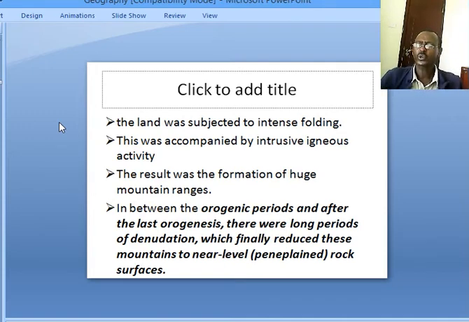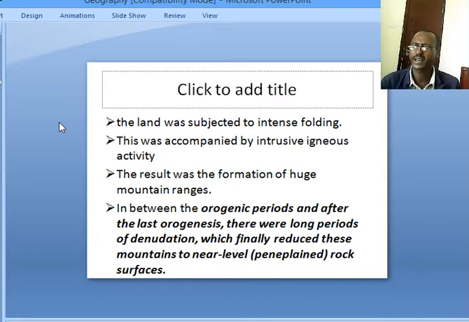When we study rocks, there are three different kinds: sedimentary rock, igneous rock, and metamorphic rock. Igneous rocks are formed by high heat as a result of volcanic activity and so on. So during that period, the result was the formation of huge mountain ranges because of volcanic eruption and other intrusive igneous activity. What we have seen in the Precambrian era was orogenesis.